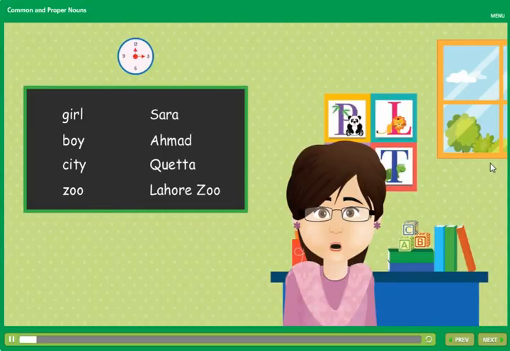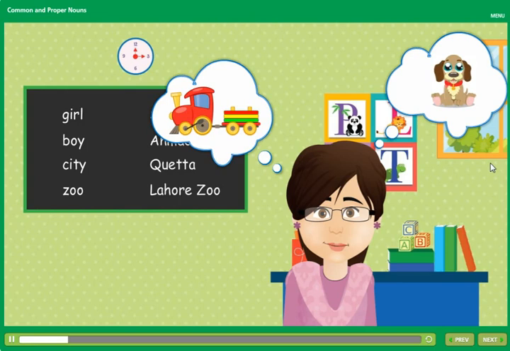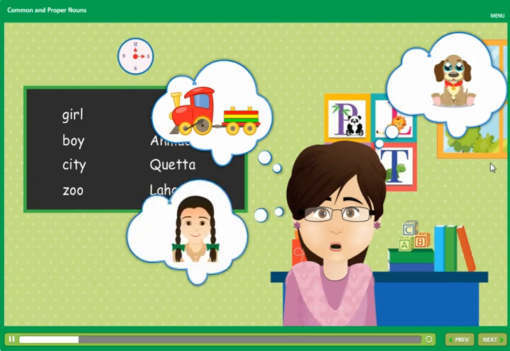We all know what nouns are. They are names of things, animals, places, and people. But some nouns are special because they are the names of specific people and places. These are called proper nouns.